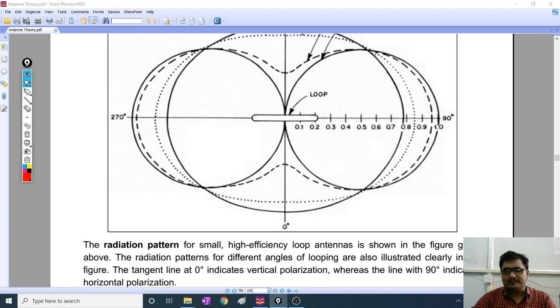This is 0 degree. Right? इसको अगर हम tangent दे दे, that will be a, look at this I am talking about. It will be a vertical polarization, and obviously this will be your horizontal polarization. Is it not? So this is about the radiation pattern.